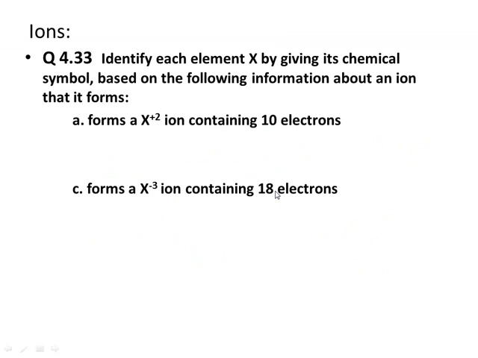Okay. Next one. Identify each element X by giving its chemical symbol based on the following information about an ion that it forms. So this particular element X makes a 2 plus cation. In other words, if it makes a 2 plus cation and it has 10 electrons, the fact that it makes a 2 plus cation tells me that it lost 2 electrons from the atom. Whatever the atom was, that atom lost 2 electrons.